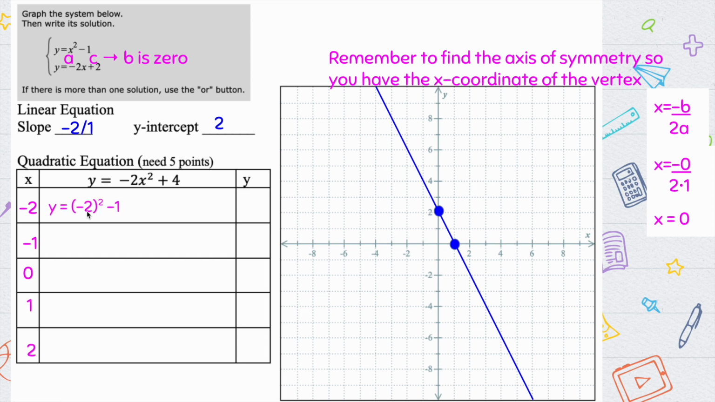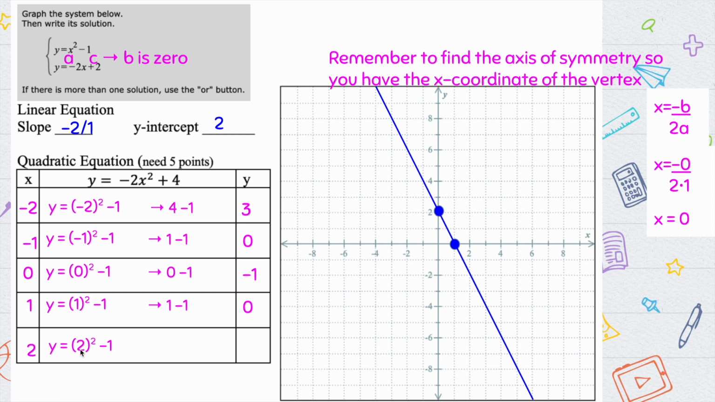All right, so if we plug our numbers in, I have negative 2 squared, and I get 4. 4 minus 1 is 3. And then negative 1 squared is 1. 1 minus 1 is 0. I'm going to plug 0 in, which just zeroes this out. So I have 0 minus 1, which is negative 1. 1 squared minus 1. Well, that's 1 minus 1, which is 0 again. And we see that mirroring happening. So our last one should be 3. So 2 squared is 4, and 4 minus 1 is 3. All right, so now let's place our 5 points.